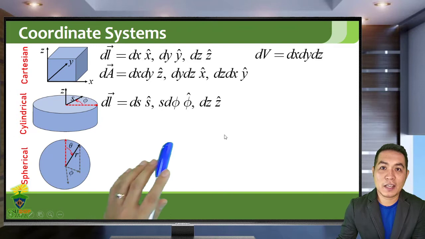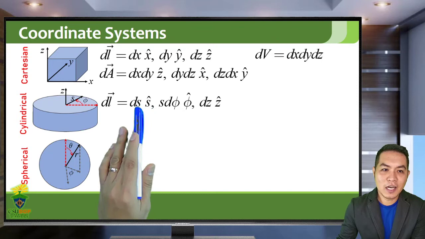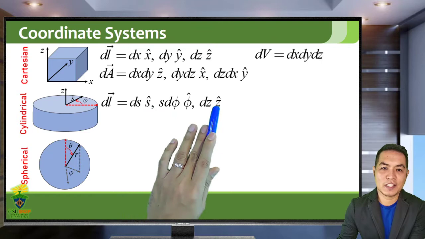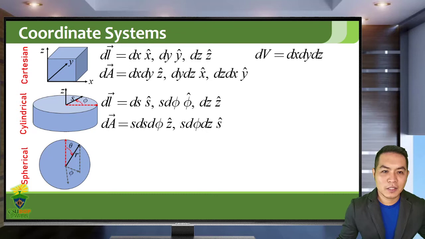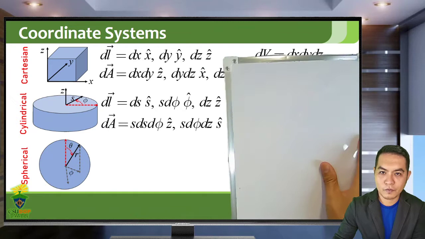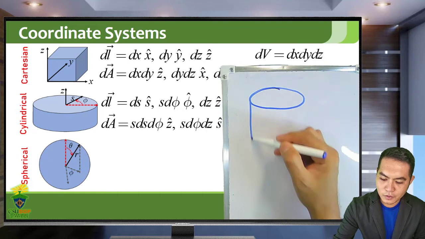So if your length or line is pointing in the s hat direction, then your differential length is ds. If it's pointing in the phi hat direction, it's s d phi, and for the z hat, dz. For the differential area in cylindrical coordinates, you have two areas. So take note that if you have a cylinder, there are two areas actually for a cylinder.